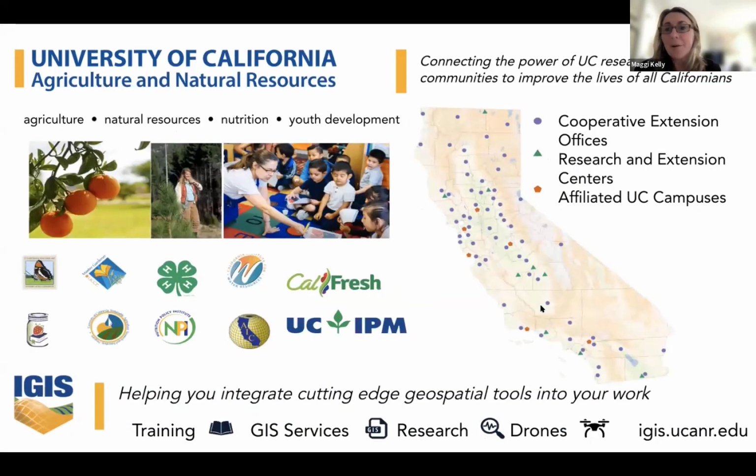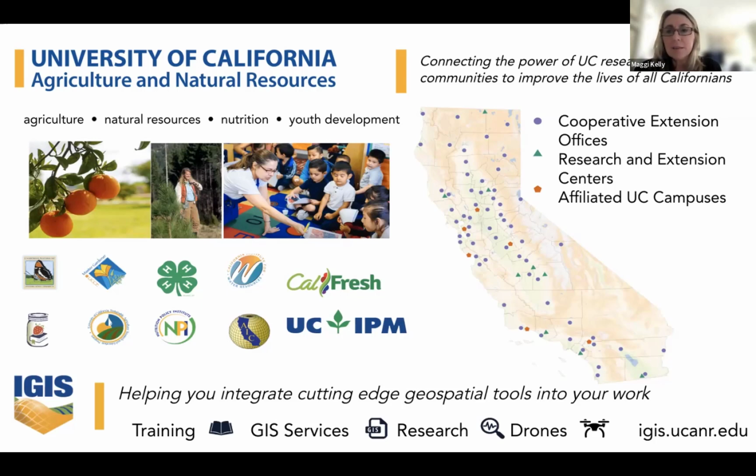I want to tell you a little bit about us before we start, and for repeat customers, you'll know this, but we are part of the University of California Ag and Natural Resources, which is a network of people all across California in cooperative extension county offices, in research and extension centers, on affiliated campuses. And we all do applied work that focus on agricultural, natural resources, nutrition, youth development. And we do so to connect the power of UC research to improve the lives of Californians everywhere.